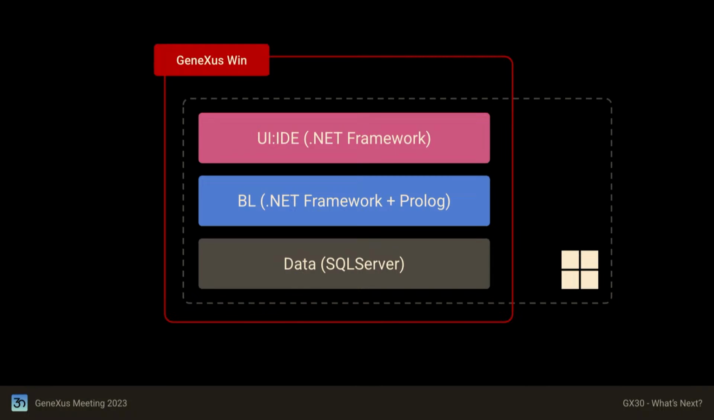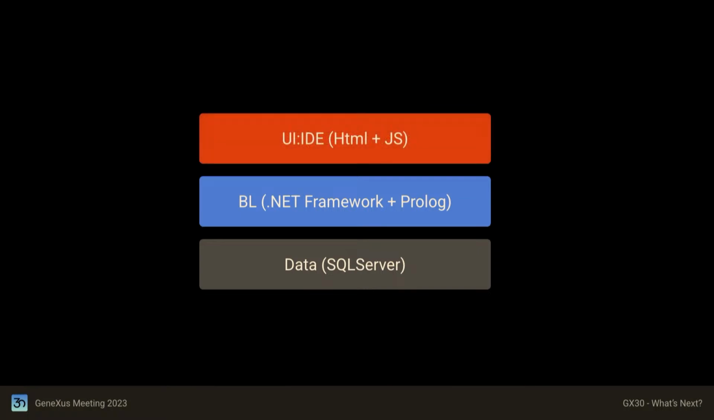So these are the three layers that run in Windows, used to run and still run in Windows. So we wanted to transit to the multi-platform, and the first thing we changed was the UI layer. We went from .NET Framework to web technologies, JavaScript, HTML, and so on. And we did all he showed to you.